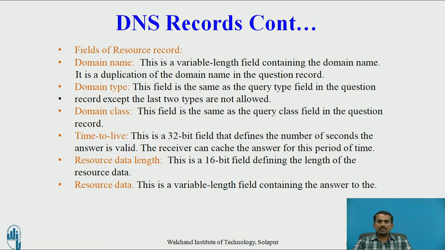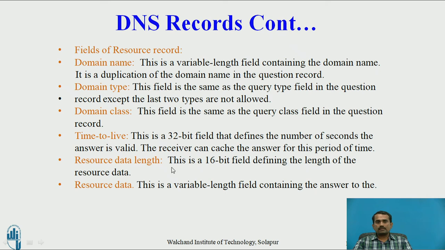Domain class. This field is the same as the query class field in the question record. Time to live. This is a 32 bit field that defines the number of seconds the answer is valid. The server can cache the answer for this period of time. After sending the question to the server, it is live for that many seconds, and after getting the response from the server, the client also keeps the response live for that many seconds on the client side.